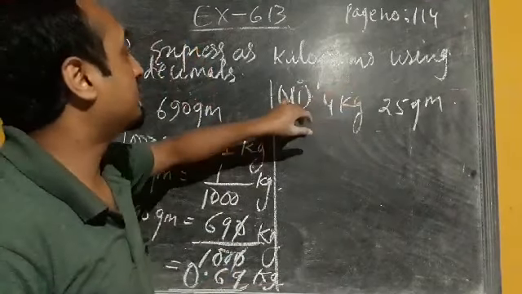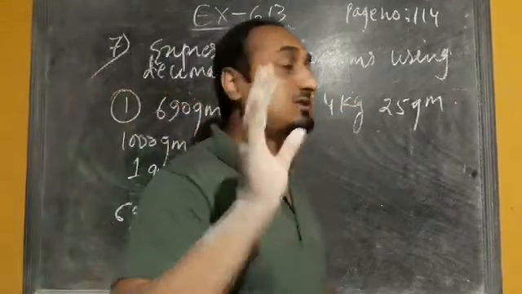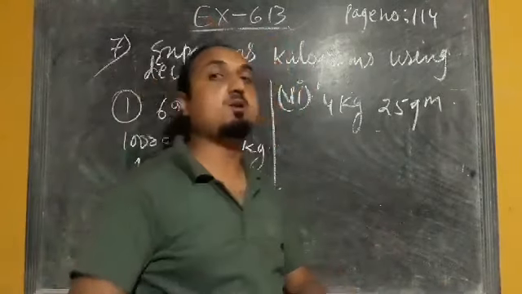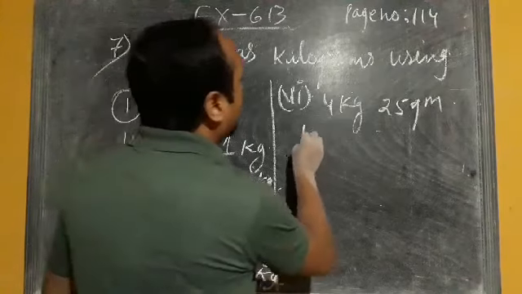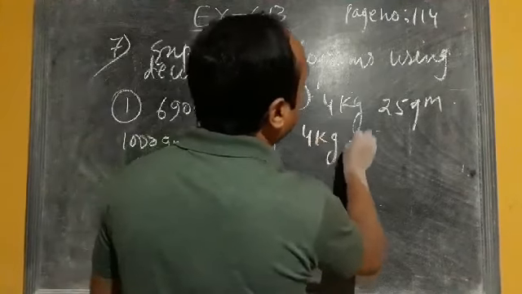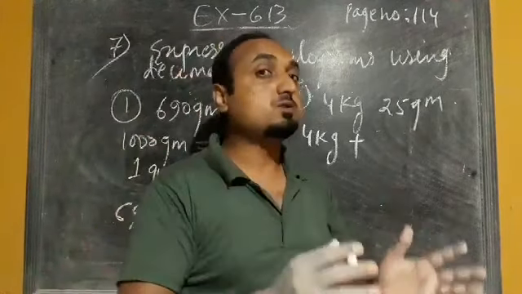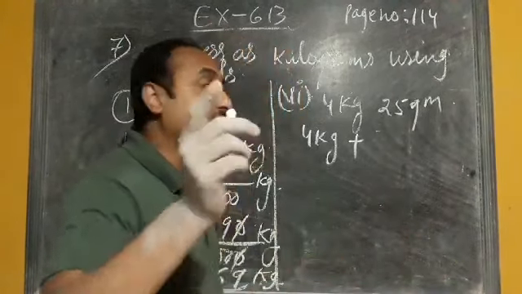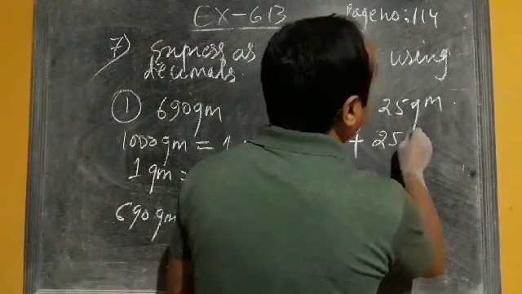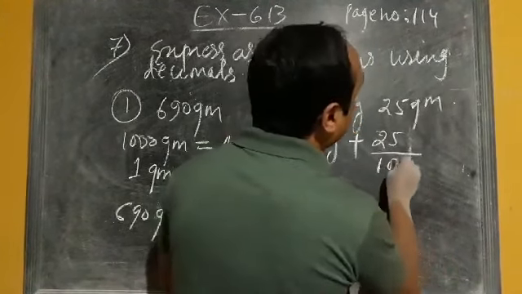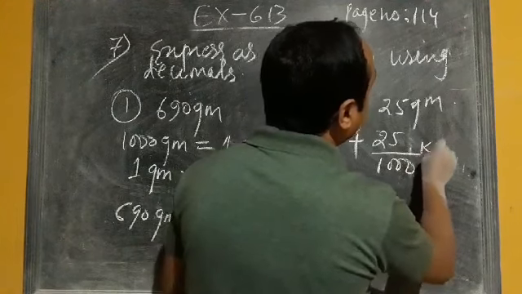Now next we'll move to the next part of question number 7. There are 6 or 7 parts in question number 7. So 2 I am doing and the remaining will be your homework. Now this 4 kg 25 gram can be written as 4 kg plus 25 gram. We know that 1000 gram equals 1 kilogram. So this 25 gram can be converted into kilogram. So we have to divide it by 1000. Now it is in kg.